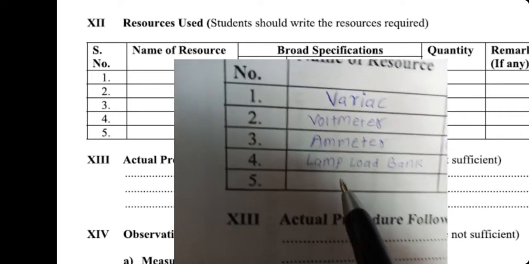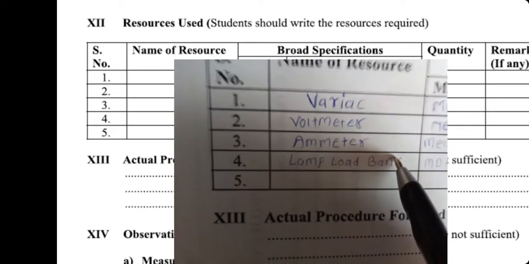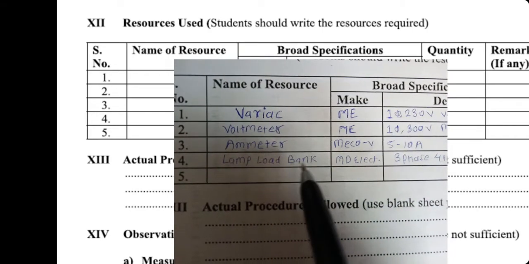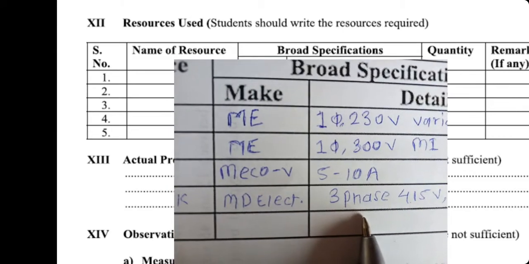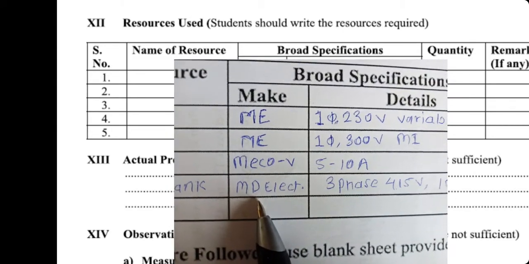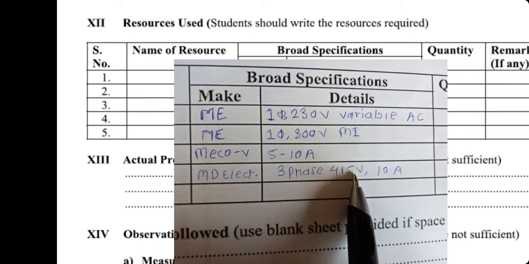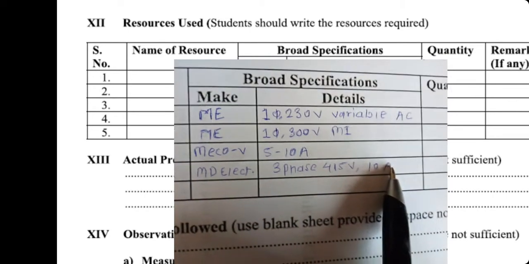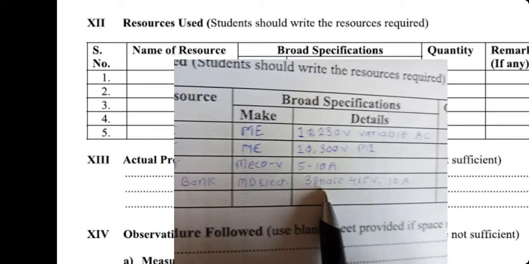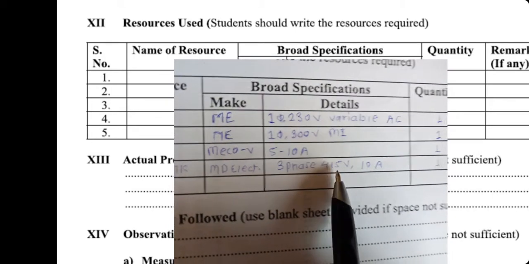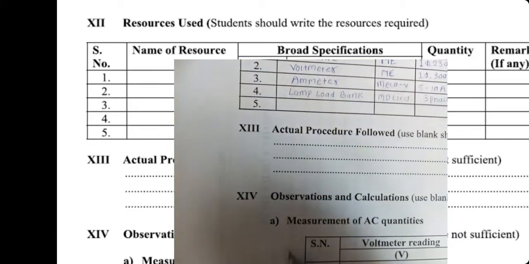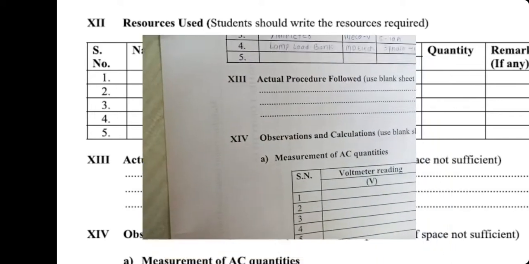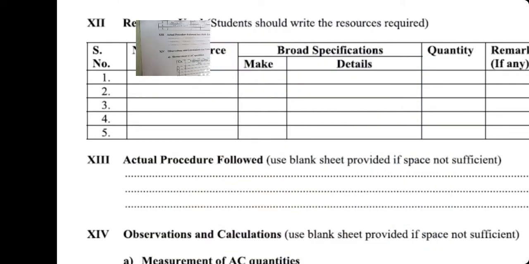Then the lamp load bank, or we can say resistive load bank, made by MD Electricals. Specification: 3 phase 415 volt 10 ampere. From the 3 phase I have used the single phase only, and quantity is 1. I will show you during the practical.